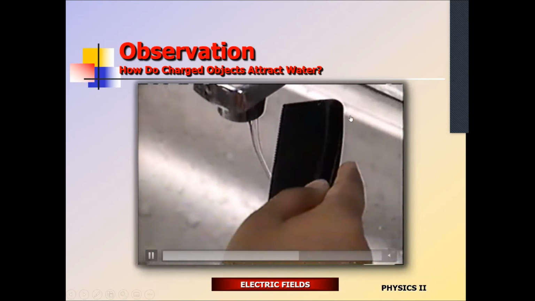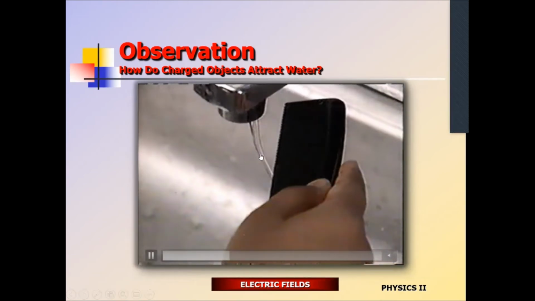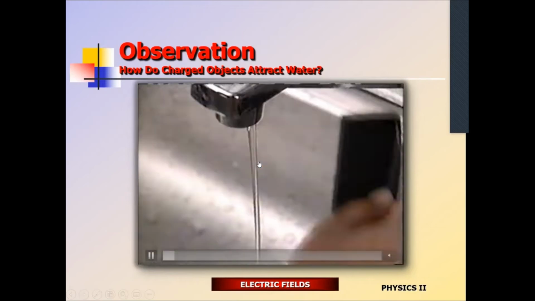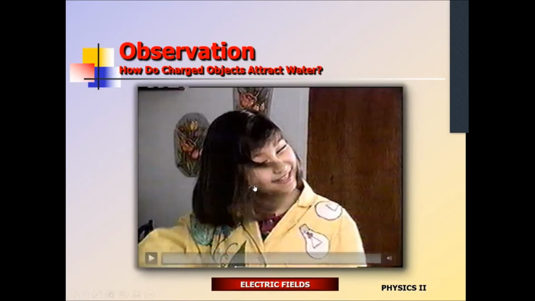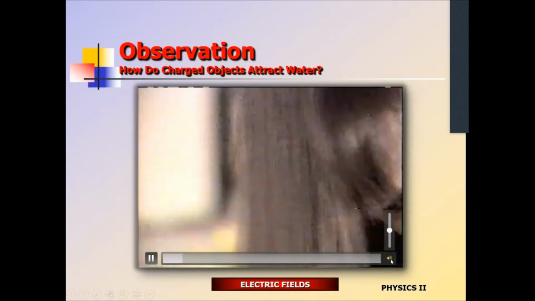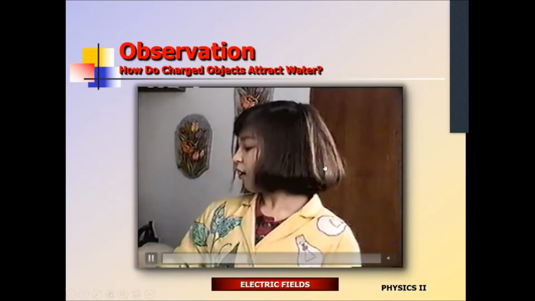In this scenario, the comb is negatively charged. Paper is not positively charged, it's neutral. So how is it that the negatively charged comb is able to attract paper? Well, the reason why that happens is because of something called polarization.